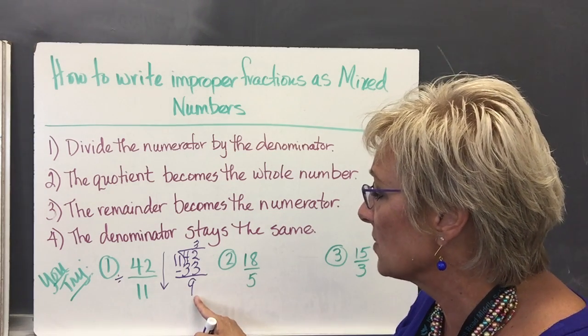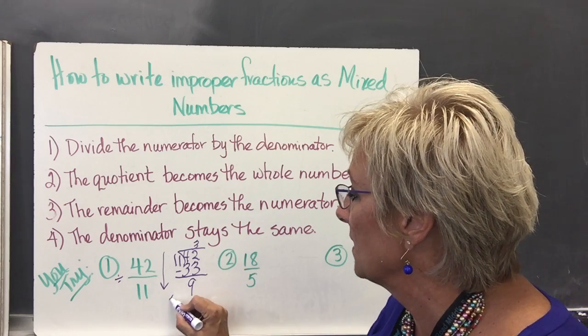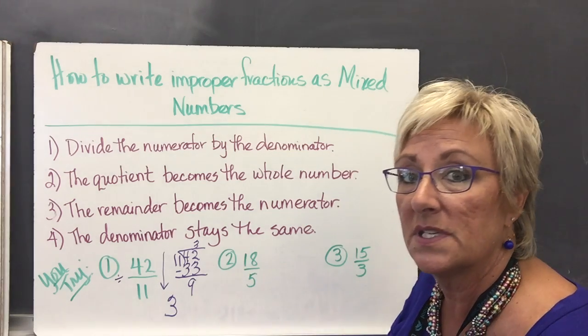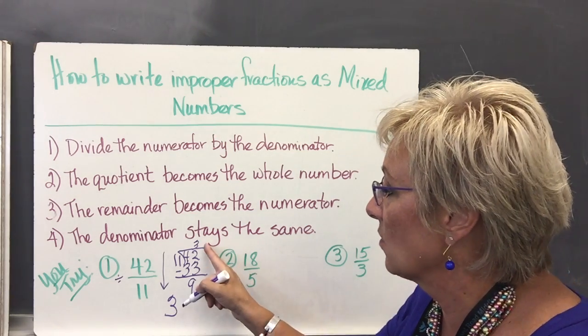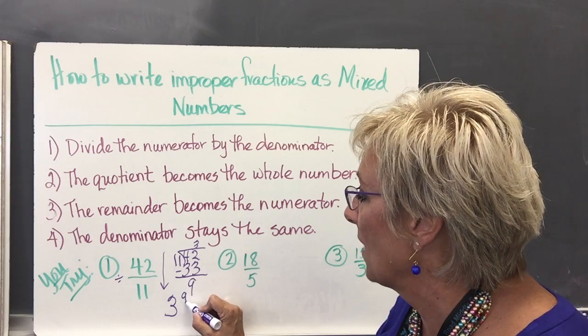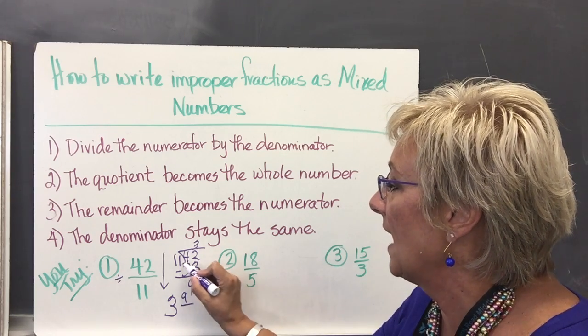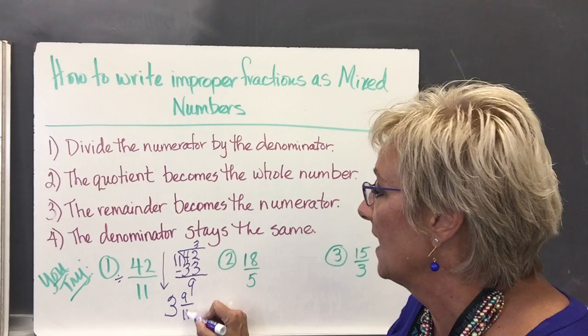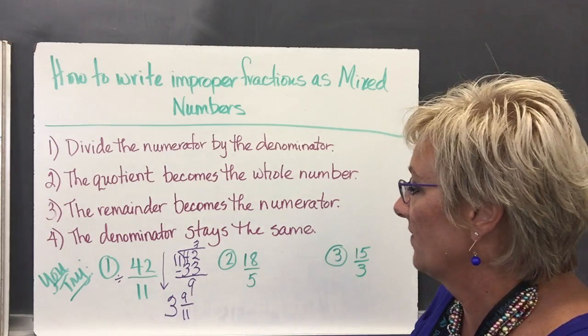My remainder is 9, so this is going to end up being 3. Remember, my quotient is my whole number. This is the quotient. 9 is my remainder. It becomes my numerator, and my denominator is going to stay as 11, which is also the divisor.